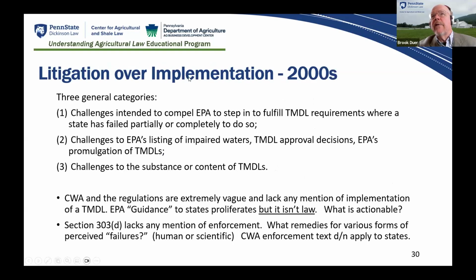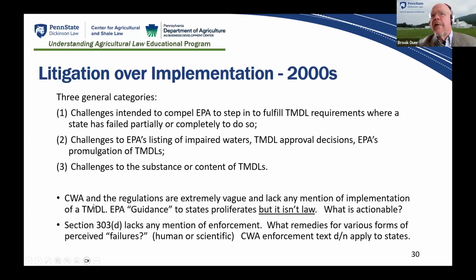Now, some of them have been raised in litigation. The 2000s was the heyday. There were challenges to EPA's ability to compel TMDL requirements where a state failed to do it, challenges to EPA's listing of impaired waters or TMDL approval decisions, challenges to EPA's promulgation of TMDLs, challenges to the substance and content of TMDLs, all kinds of things going on, which we would never have time to cover here.